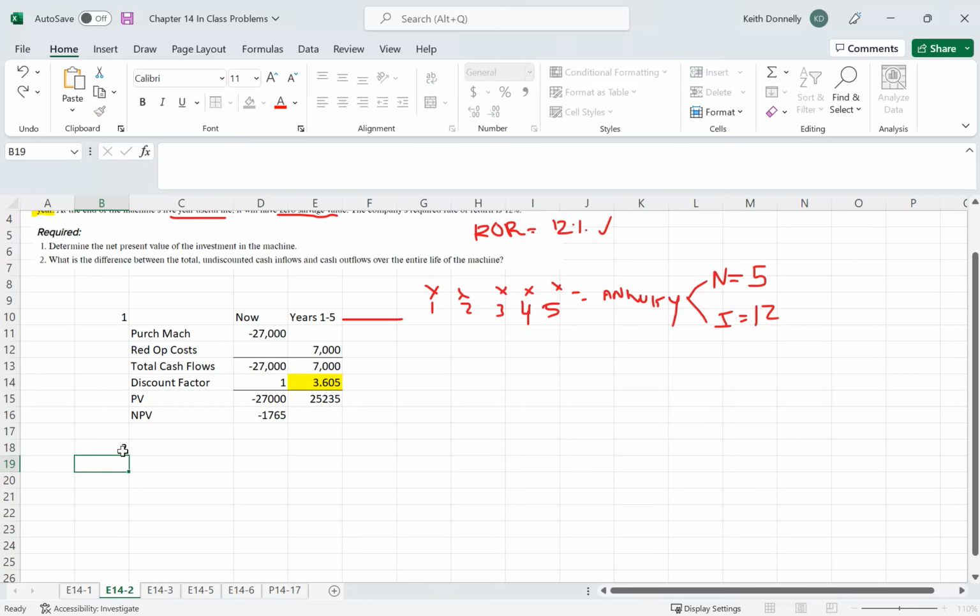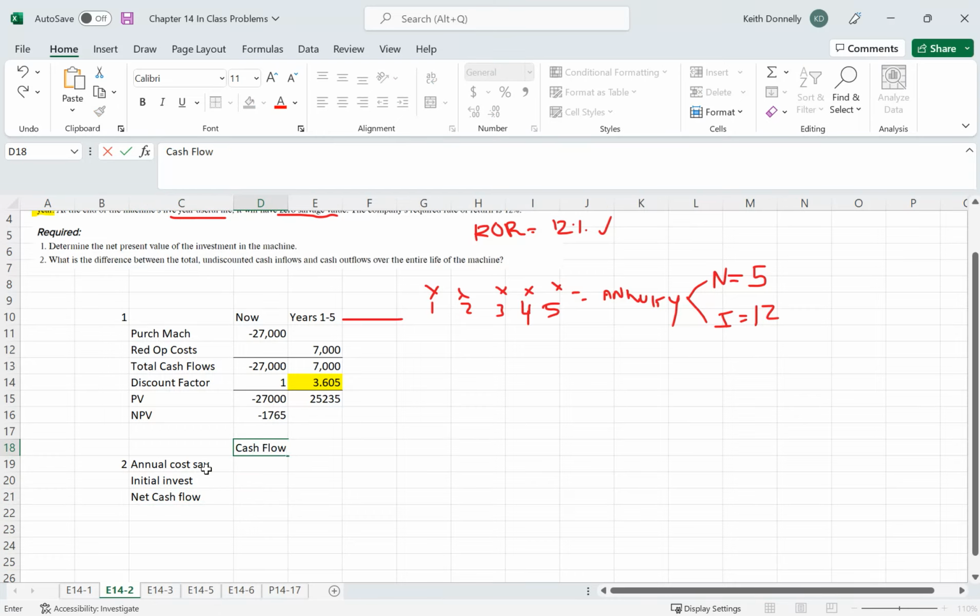Let's look at question 2. It asks what is the difference between the total undiscounted cash inflows and the cash outflows over the entire life of the machine. So we're looking at undiscounted. When they say discounted, they mean put into today's value; we shrink it into today's value. If we don't do that, if we just look at the nominal amounts, we don't account for the time value of money. So let's work that out here. We would have our annual cost savings, our initial investment, and then we could figure out our net cash flow.